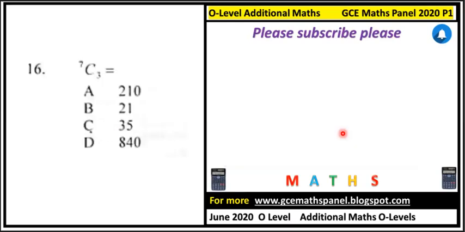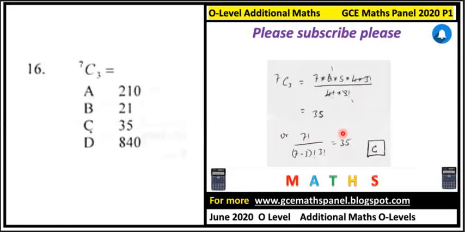16, 7 combination 3 equals, so that's 7 times 6 times 5 times 4 factorial over 4 factorial times 3 factorial, as you already know. And that gives us 35 ways, as I've explained below here. That key is C.